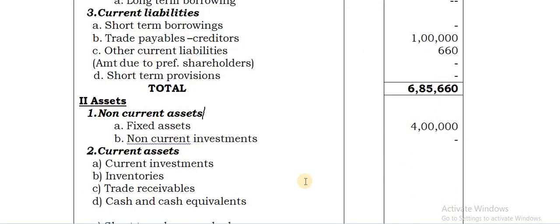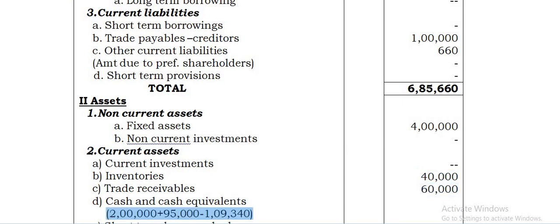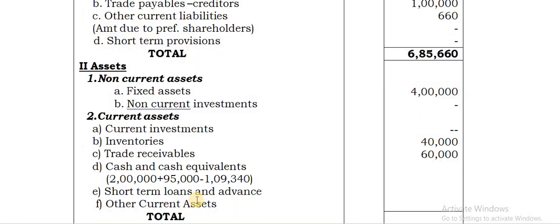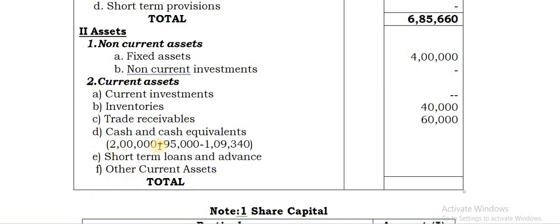Then fixed assets, total 4 lakhs, but investments are sold out, it is not there. Then current assets, that trade receivables, that is the debtors is there and stock is there. So both you write. Then coming to the cash, earlier it was 2 lakhs, cash was there, plus that 95,000, this is the investments realized. Look where it is debited, the investments realized is debited, add that. And credit, that is amount being paid to the preference shareholders, you can deduct that.